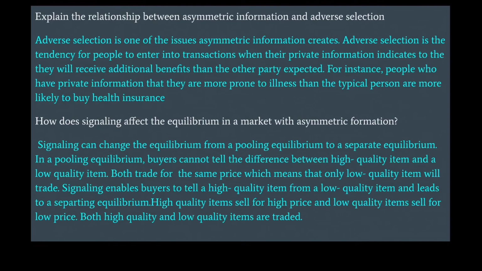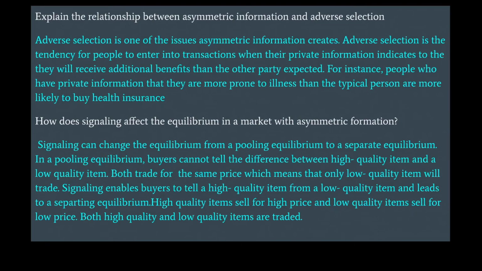Explain the relationship between asymmetric information and adverse selection. Adverse selection is one of the issues asymmetric information creates. Adverse selection is the tendency for people to enter into transactions when their private information indicates that they will receive additional benefits than the other party expected. For instance, people who have private information that they are more prone to illness than the typical person are more likely to buy health insurance.